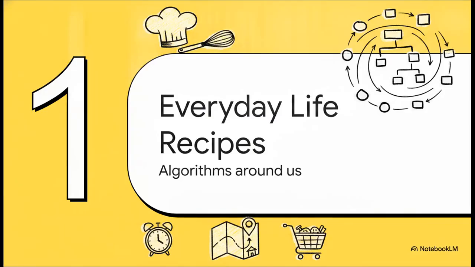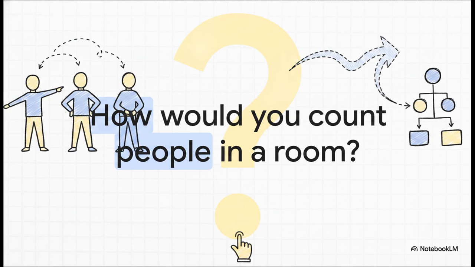Section 1. Recipes for Everyday Life. Now, imagine I asked you right now, how would you count the people in a room? Just mentally walk through that task with me. You'd probably point and just increment your count, starting right from 0. 1, 2, 3, and so on. As incredibly basic as that sounds, you are actually executing a linear algorithm. It's a fundamental computational process, and it's happening right there in your head.